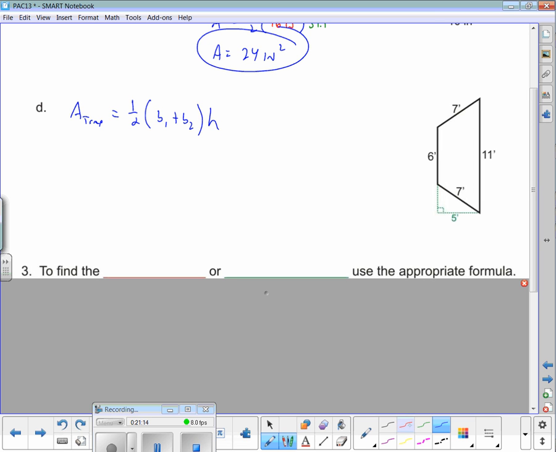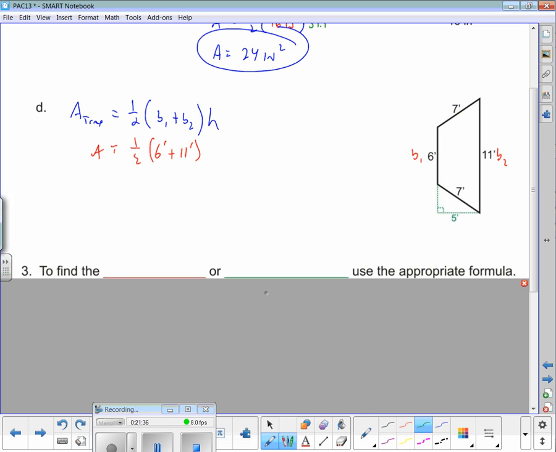All right, somebody raise your hand and tell me where b1 and b2 are. John? 6 and 11. Awesome, right? John saw the parallel sides. That's b1, b2. So I'll come below. 6 feet. 11 feet. That's my parentheses. Still got my half.